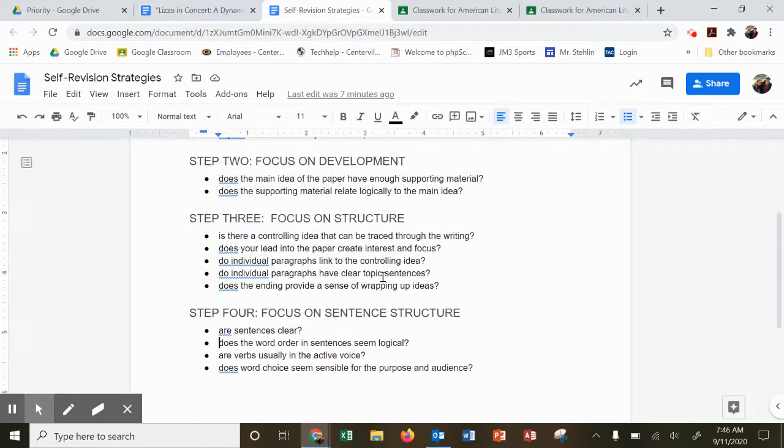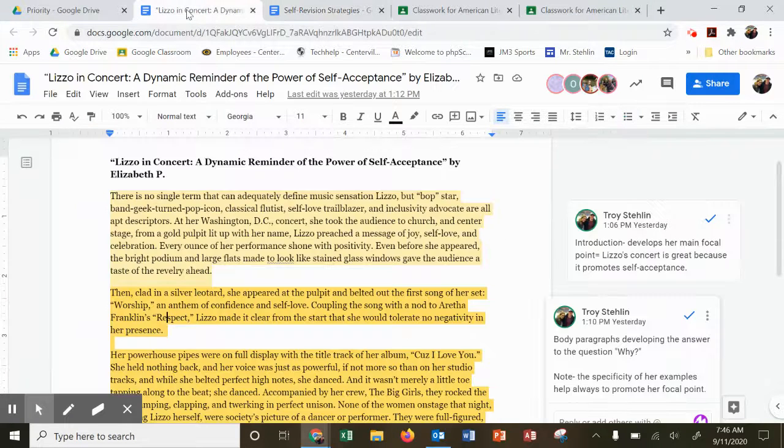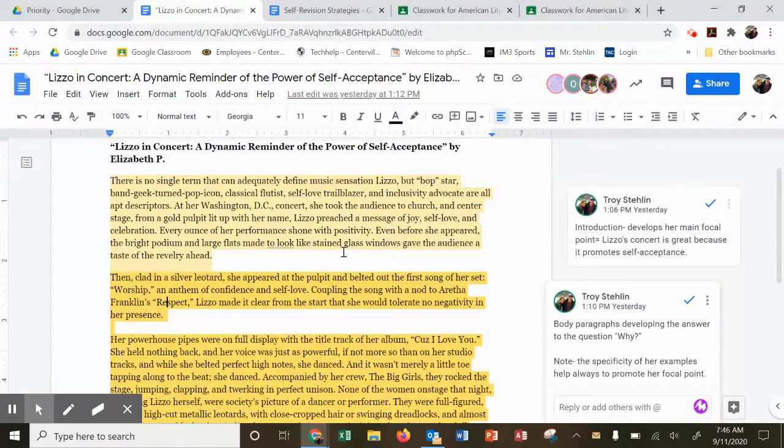Okay. Step 3, focus on structure. And this is something we stressed yesterday. Is there a controlling idea that can be traced throughout the writing? Well, again, in the Lizzo review, we know that the thread is self-acceptance, and it runs through every single one of her paragraphs, all 5 paragraphs, right? Self-acceptance is very, very evident.